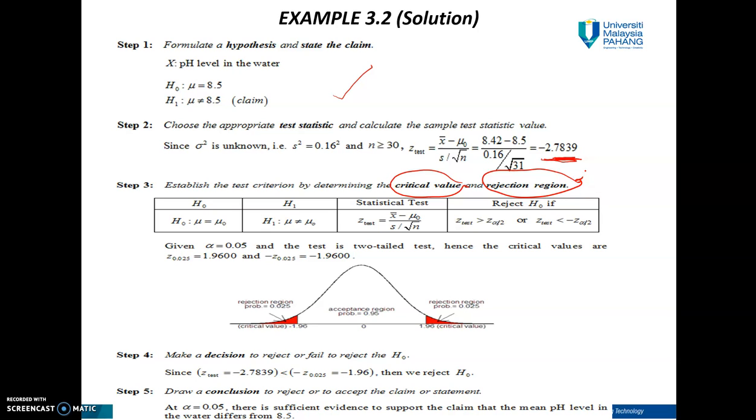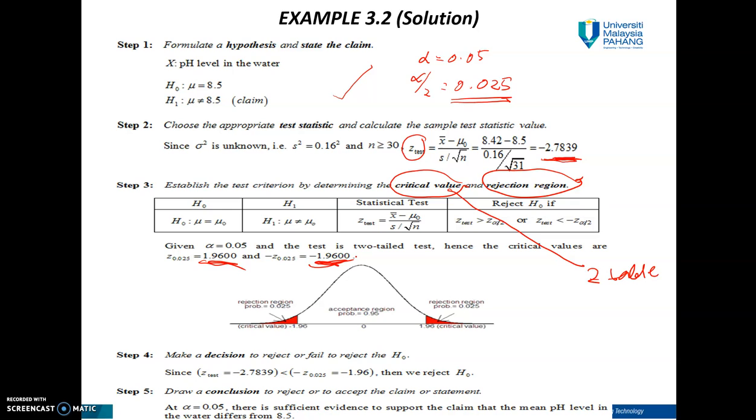Now step number 3 is critical value and rejection region. So critical value, you must look at which table? Look at your step number 2. What test do you use? Z test. So that means you will look at the Z table. Look at your statistical table. And then is this 2 tail or 1 tail? 2 tail. Your alpha from the question is what? 0.05. So the alpha should be divided by 2. You get 0.025. So look at your table, alpha 0.025. What is the value? If you look at the table, it will be 1.96 and negative 1.96.